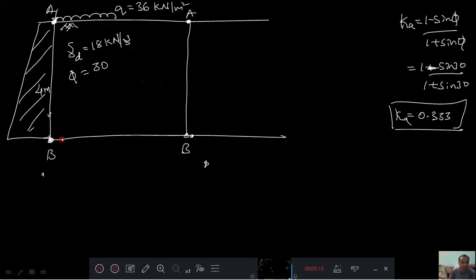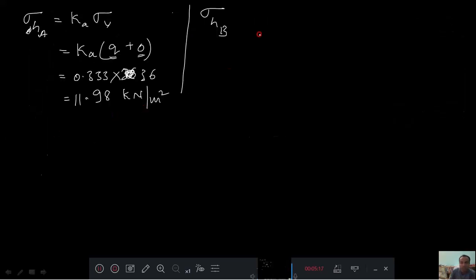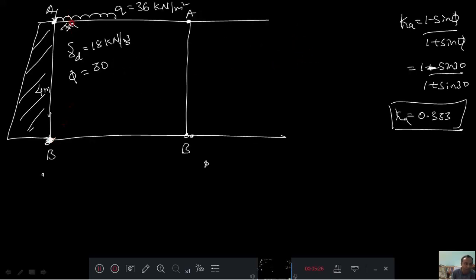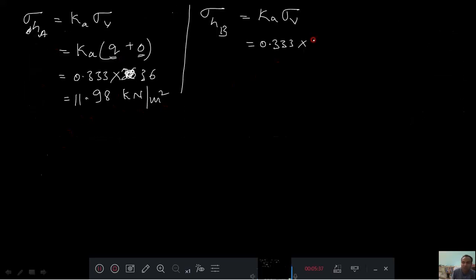B point is at this point actually. At this point, what all the stresses are there? Vertical stress. We'll write first Ka into vertical stress. Ka is 0.333 into vertical stress. What is the vertical stress here? One is Q. Q is acting at the top, which means that effect will be there here also, and above that there is a huge amount of soil. Therefore Ka into Q is also there, plus we have some soil for a height h.